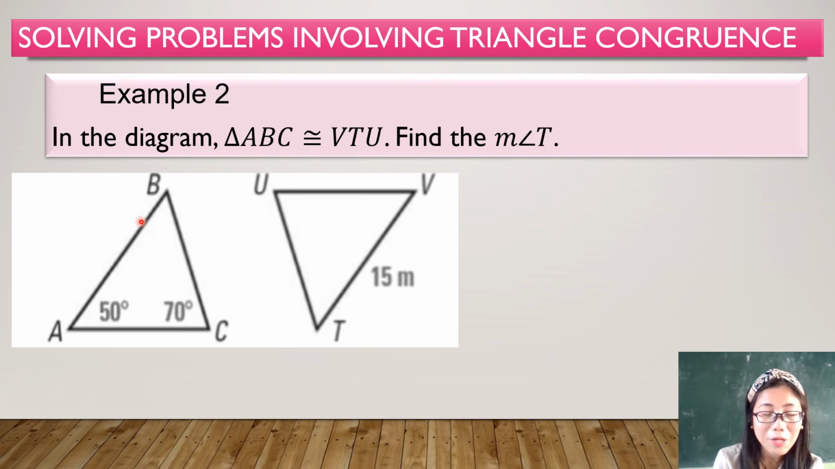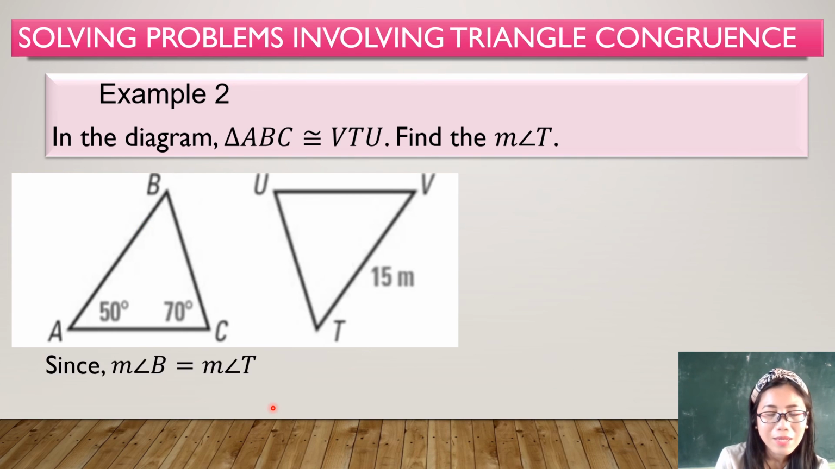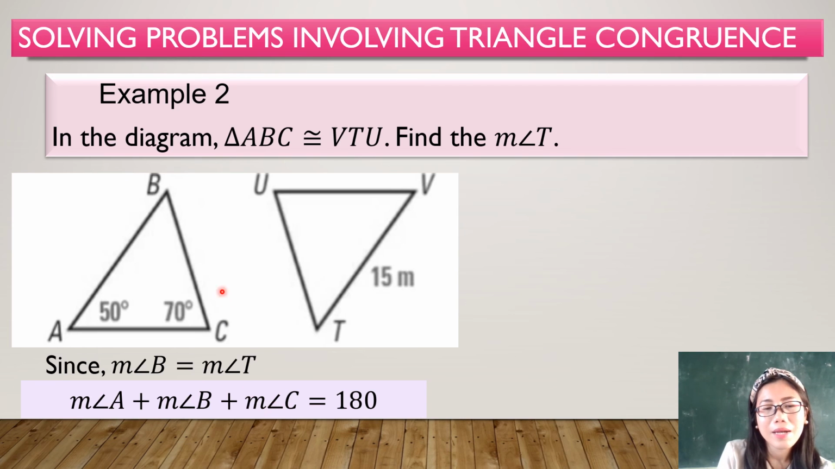Presumably they are congruent. So first, it's easy for us to find the measurement of angle B. How? In this triangle, the measurements of angle A and angle C are given as 50. So we're going to use the concept that the sum of the interior angles of a triangle is equal to 180 degrees. So the measurement of angle A plus the measurement of angle B plus the measurement of angle C is equal to 180 degrees.